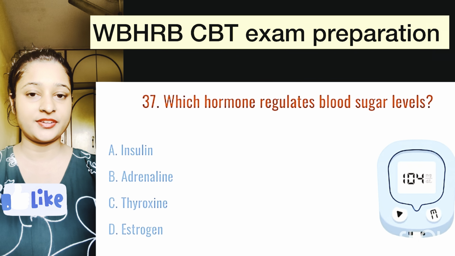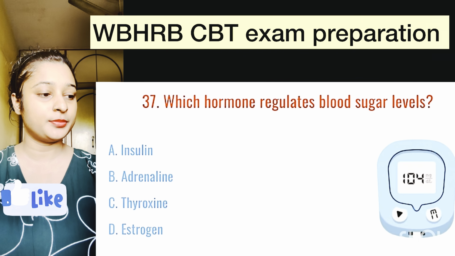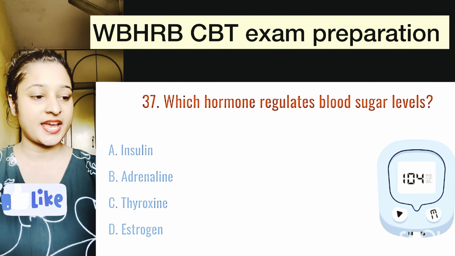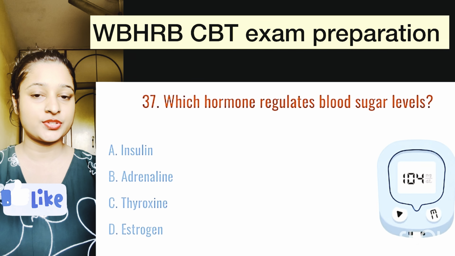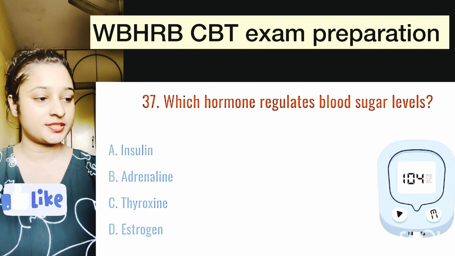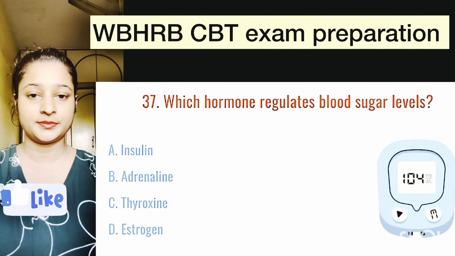Question number 37 is, which hormone regulates blood sugar level? Option A is insulin, B is adrenaline, C thyroxine and D estrogen. Here correct option is option A insulin.